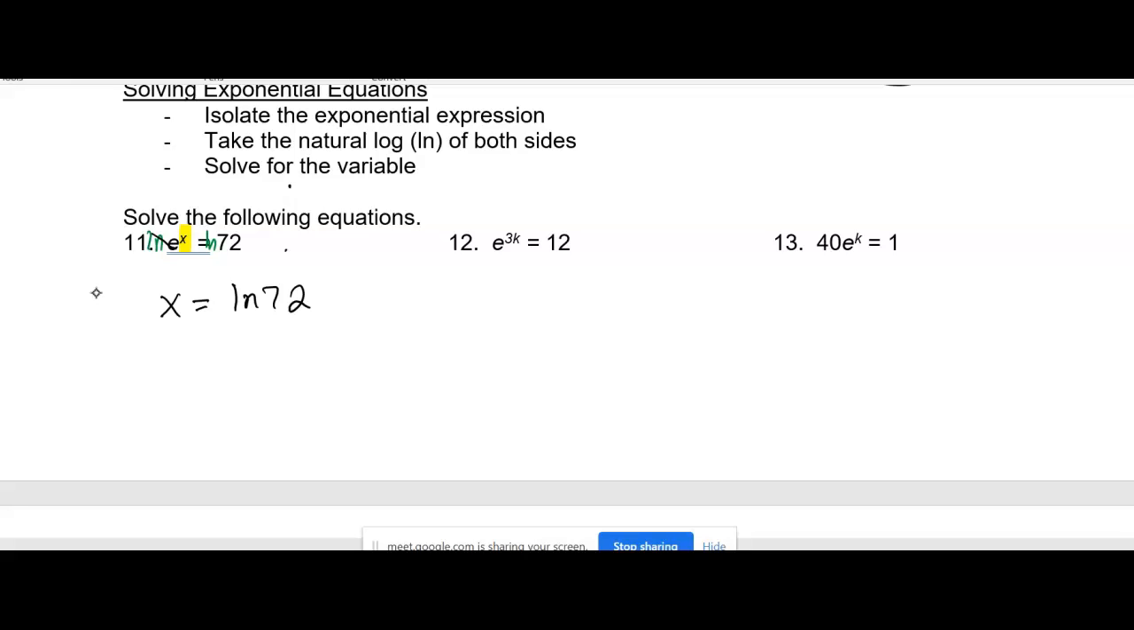The ones to be careful of, if we jump to 13, 12 is very similar. The natural log of e to something would cancel. If that e has a coefficient in front of it, that's a problem. So this 40 can't be there. So our first order of business here is to get the e by itself. We want to divide that 40 over. Once the e is all by itself, now we can go ahead, take the natural log of it so that it'll go away. And then that's our answer.